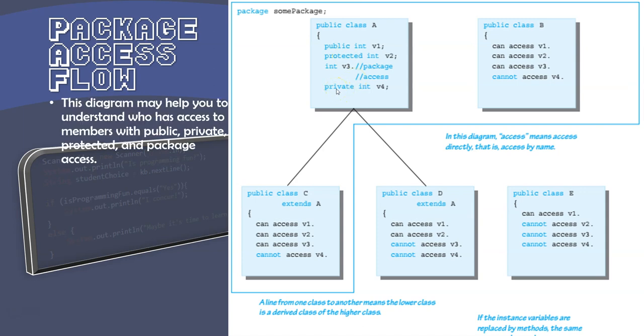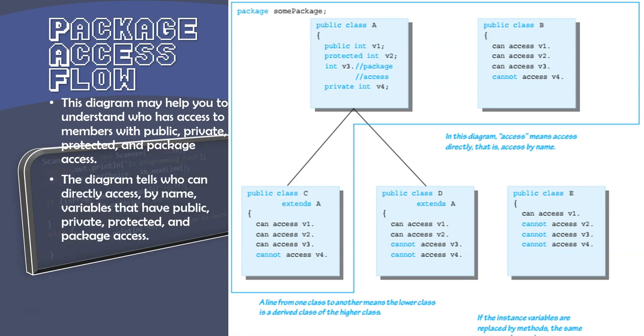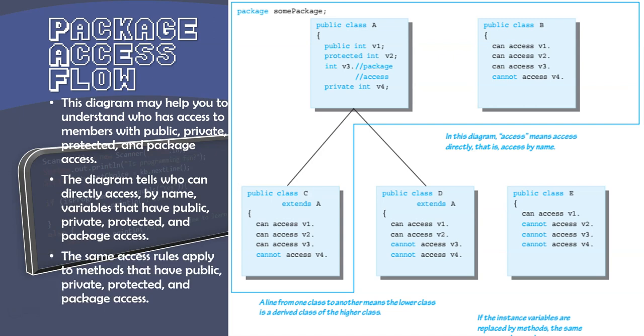And of course, this is a good way for us to look at how public, private, and protected access works within class structure. It allows us to tell who can directly access by name those variables that have public, private, protected, or even package access. And even though we're looking at variables here, the same rules also apply to methods.